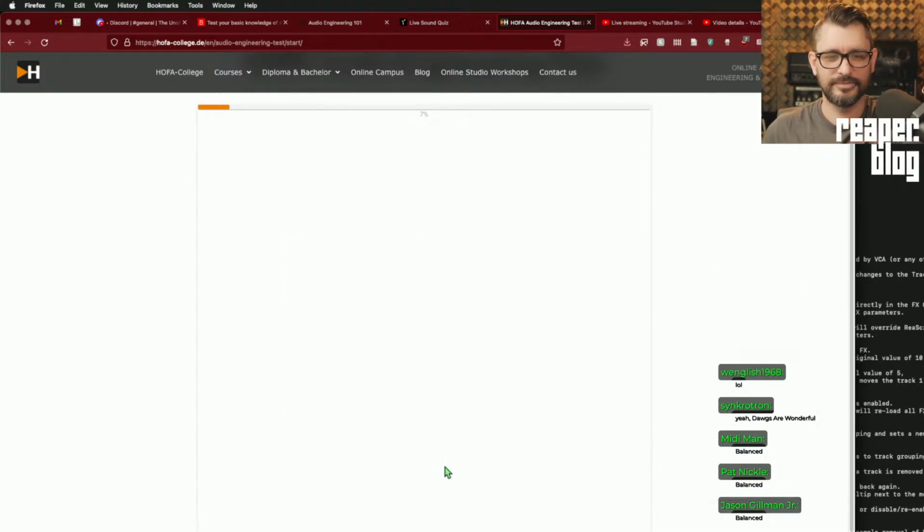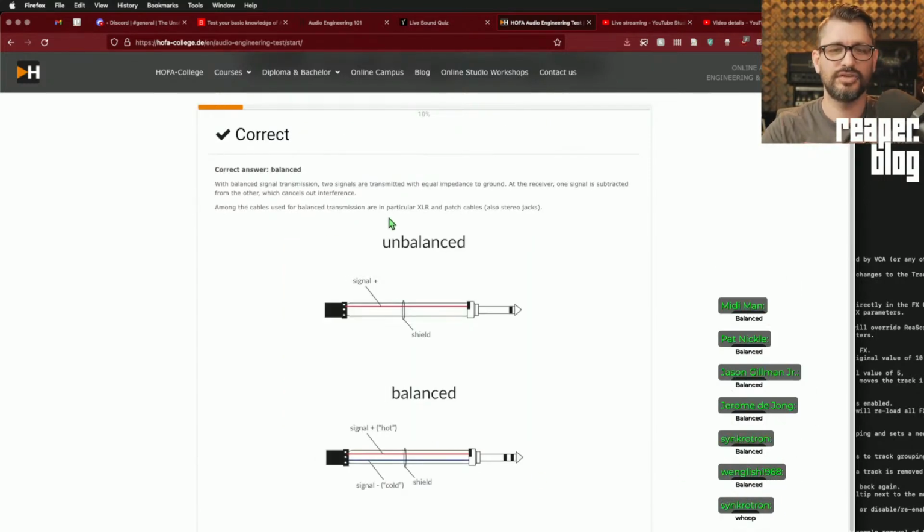It's balanced. With balanced signal transmission, two signals are transmitted with equal impedance to ground. At the receiver, one signal is subtracted from the other, which cancels out interference. Among the cables used for balanced transmission are, in particular, XLR and patch cables, also stereo jacks.